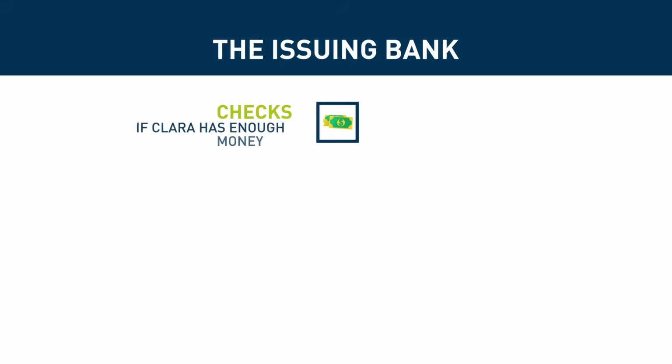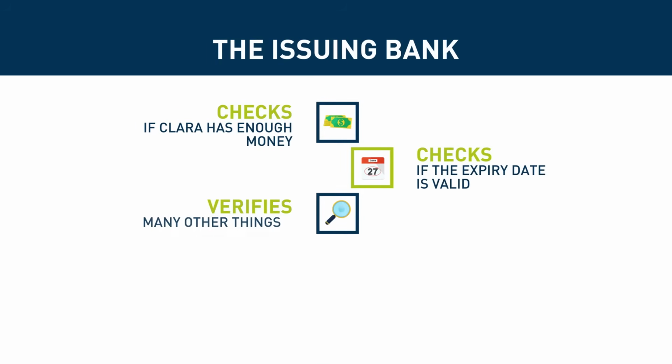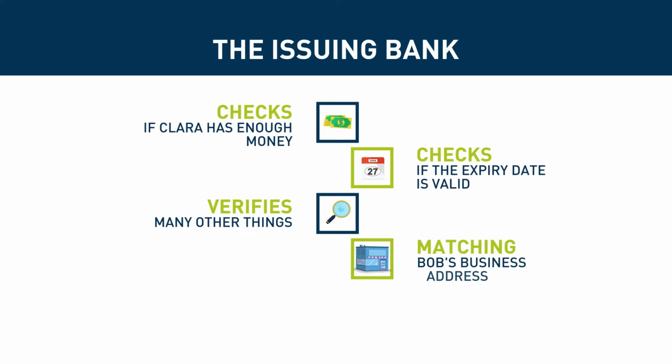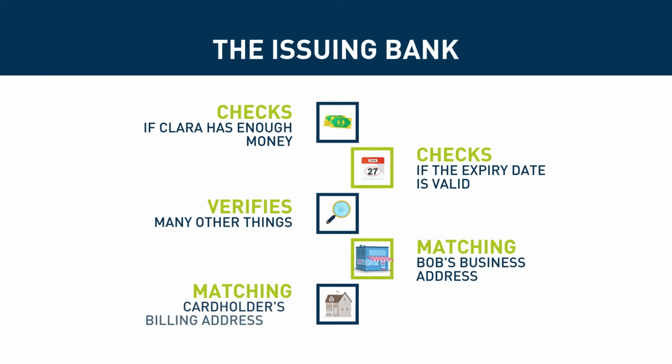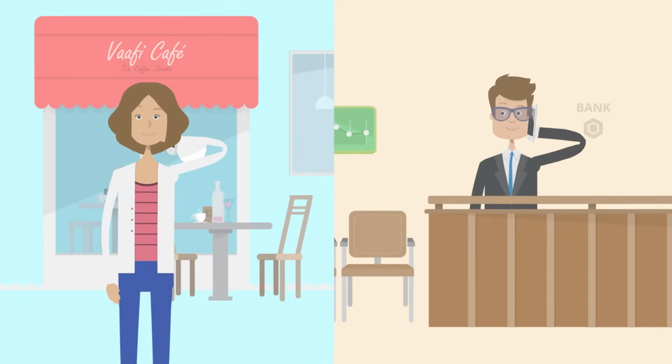The issuing bank checks if Clara has enough money, checks if the expiry date is valid, and verifies many other things, including matching Bob's business address and cardholder's billing address. That's why you always need to call your bank if you travel abroad and would like to use your credit card in a different country.